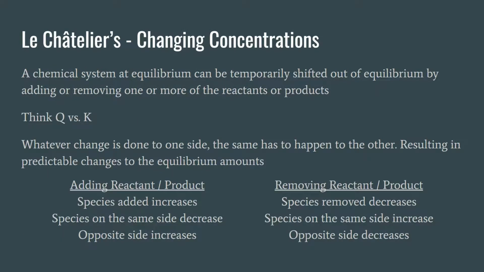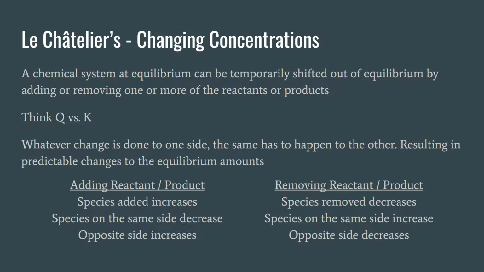If I think about a system being at equilibrium and then I change the concentrations of anything in that system that is present in the equilibrium expression, then really all I'm doing is I'm no longer at K, and now I'm at some Q. And so I'm just going to compare Q versus K again and plug those in. But I can think about it qualitatively in terms of balancing out what I have. Whatever change is done to one side, the same has to happen to the other. And this makes the changes predictable.